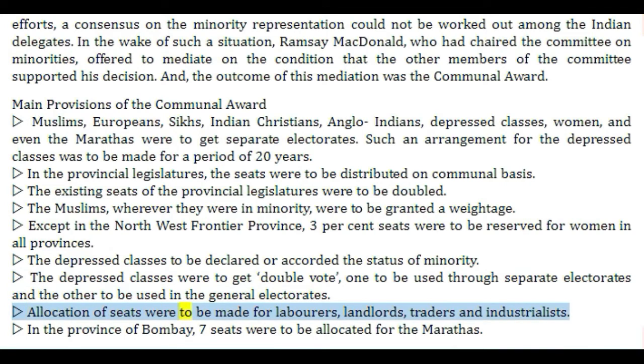Allocation of seats were to be made for laborers, landlords, traders and industrialists. In the province of Bombay, 7 seats were to be allocated for the Marathas.